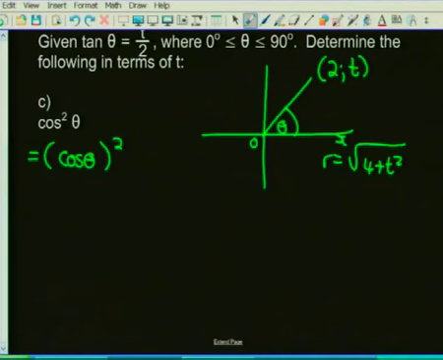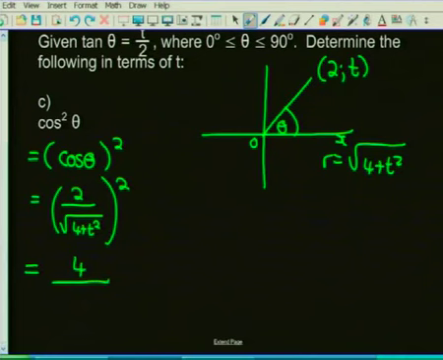Now we know that cos is our x value, which was 2, over our radius, which is the root of 4 plus t squared. And that I must square. So if I'm squaring, I times the top by itself, so 2 times 2 is 4. But what happens when I times a root by a root? Well, it's going to just actually effectively fall away.